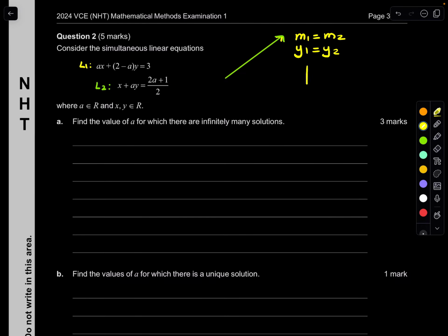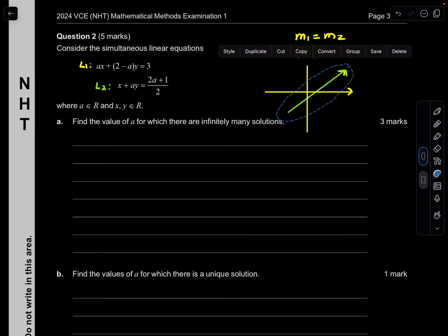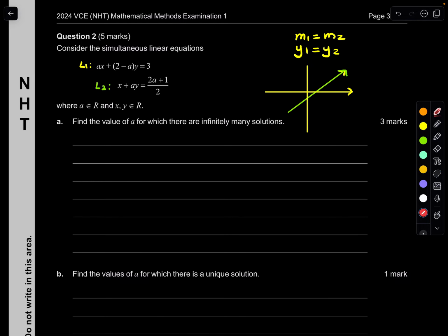Beautiful. So if I was drawing this nicely in a Cartesian plane, it would look like a function like this, like that. Two functions on top of each other. You can see that the y values are always going to be at the same place, and the gradients are the same. So this is the condition for infinitely many solutions.